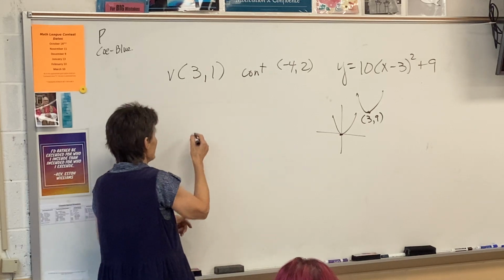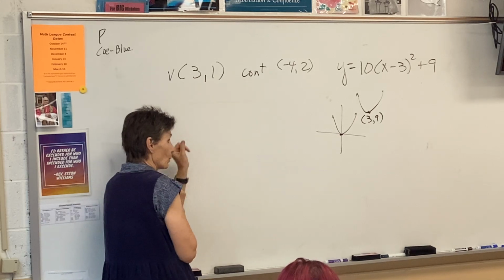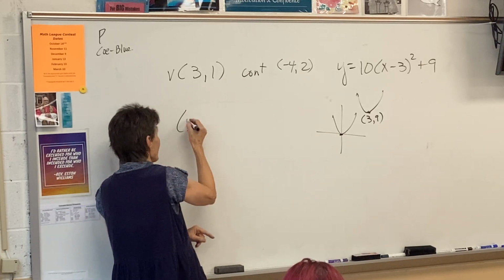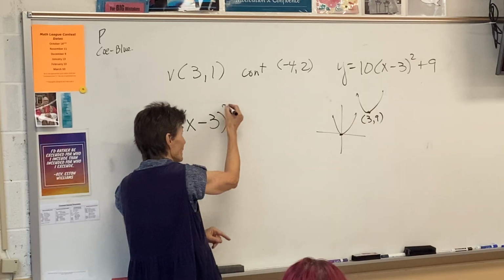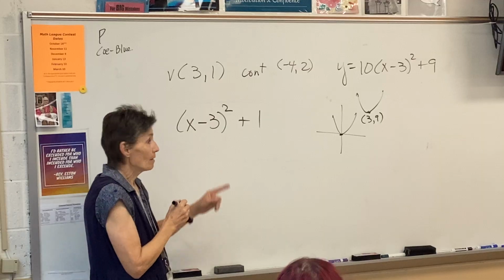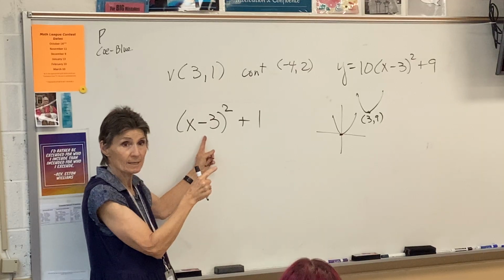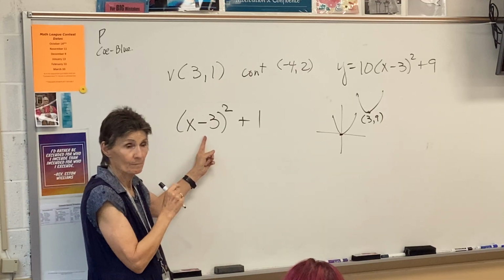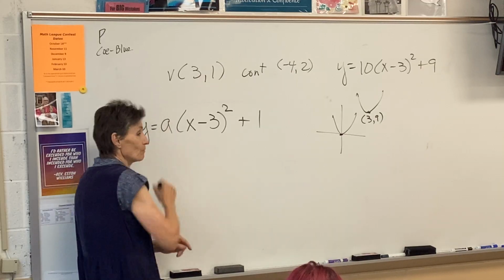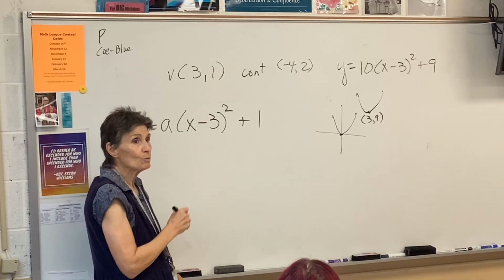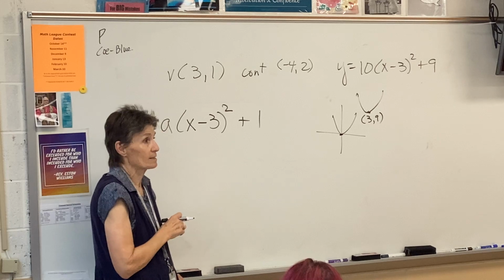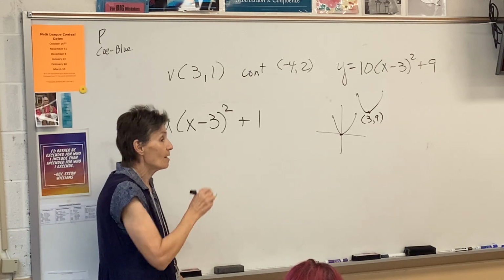So this equation is going to have a vertex right 3, up 1. So x minus 3 squared plus 1. That moves it right 3 and up 1. What do you still need to figure out? The number out in front. And how do we always figure out the number out in front, no matter what kind of equation it is? We plug in the other point.